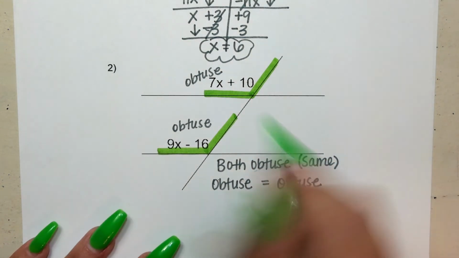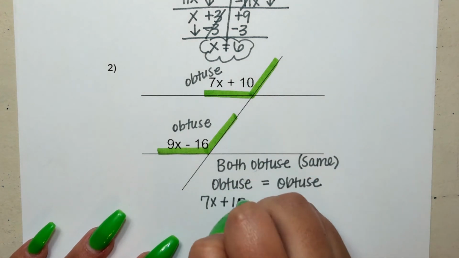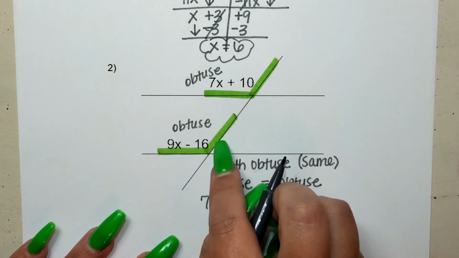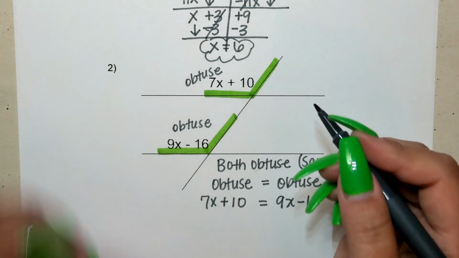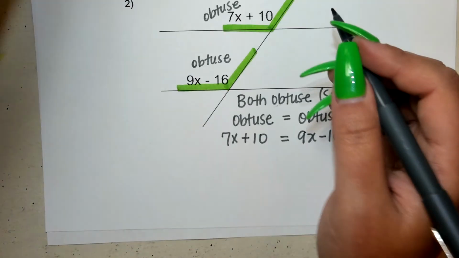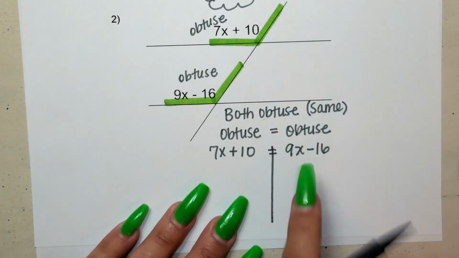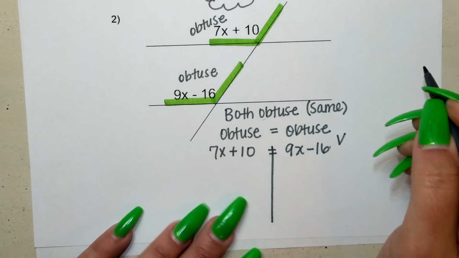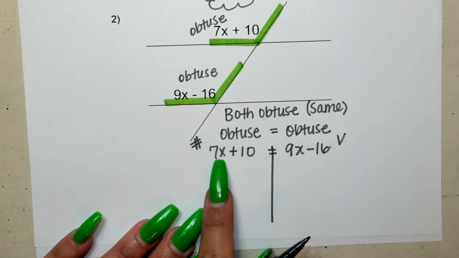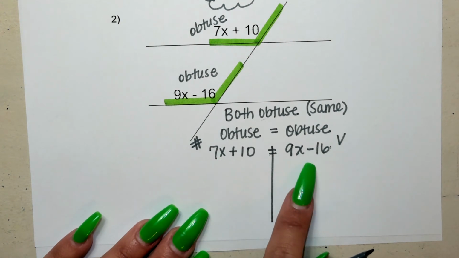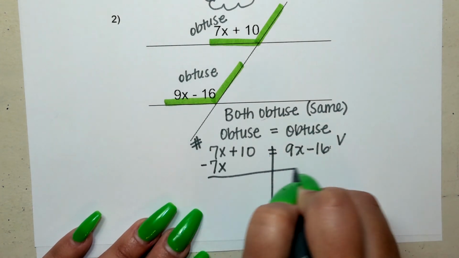Now I plug in my expression. So I have 7x plus 10 equals 9x minus 16. Now I solve like normal. First, I have to label my variable side, which is going to be the right side because 9x is bigger, and the left side is my number side. So I want my 7x, my variable, to go over to the variable side. Right now it's positive, so I'm going to subtract 7x on both sides.